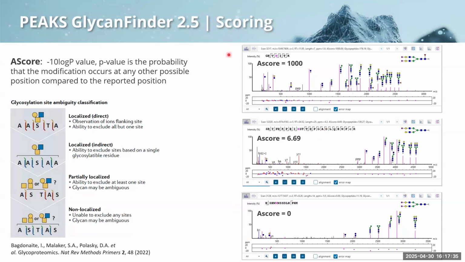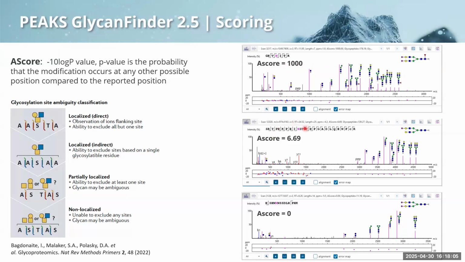The top one is showing an A score example of 1,000. And you can see in this example, there is quite nice fragmentation along the peptide backbone, but there is also only one possible site for this N-glycan. That makes it really confident due to indirect localization. So we were able to exclude all sites based on there only being a single possible residue. So often in those cases, you will see extremely high A scores.